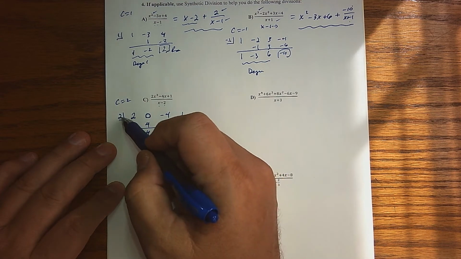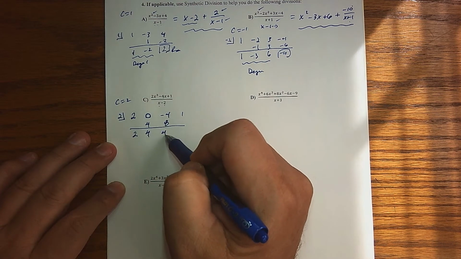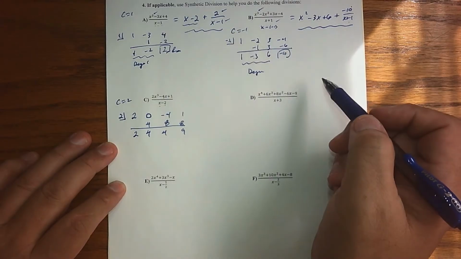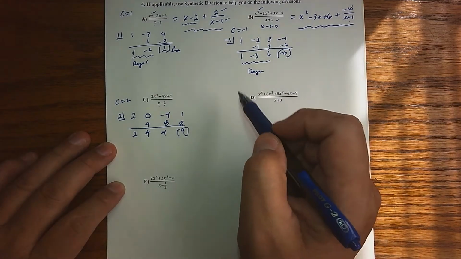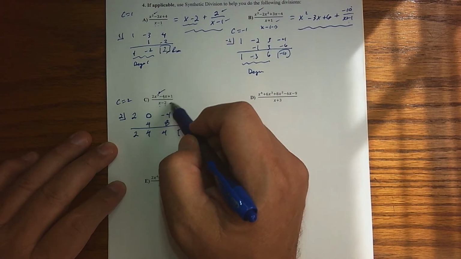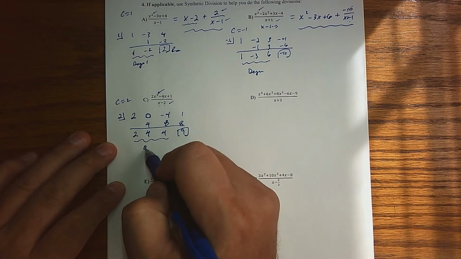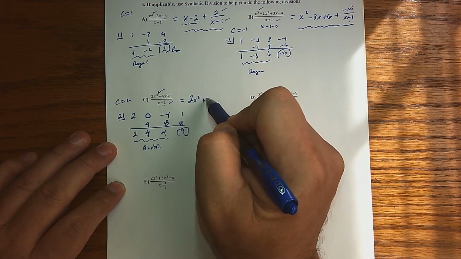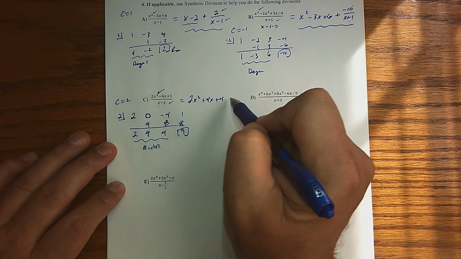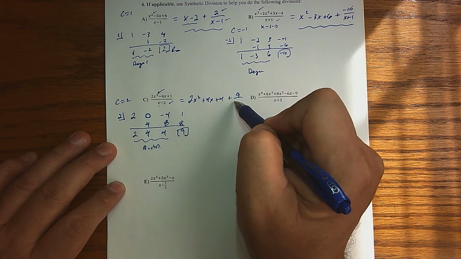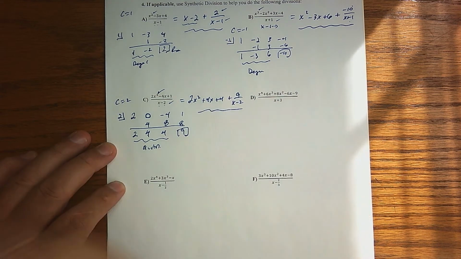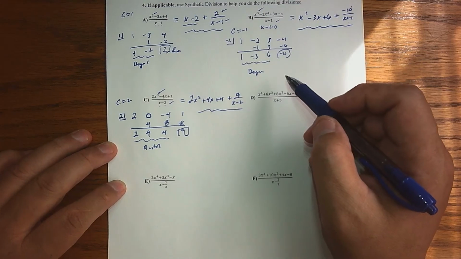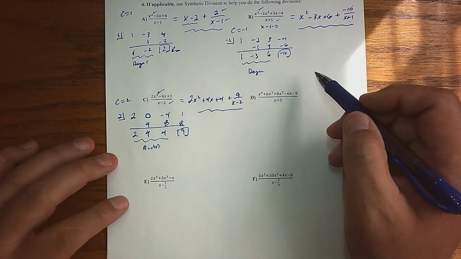Adding, we get 4. 2 times 4 is 8. Adding, we get 9. So I think I did that right. And there's our remainder. We took a third degree and divided it by a first degree. So again, you're looking at a quadratic right there. So our answer is 2x squared plus 4x plus 4 plus my remainder over what I divided by in the first place. So there you have it. So hopefully, again, it's just a process that beats the heck out of that long division.